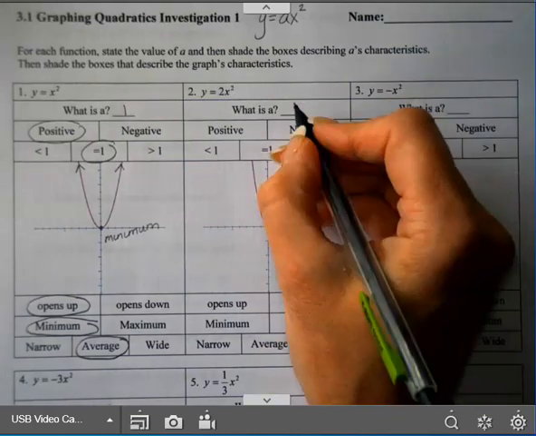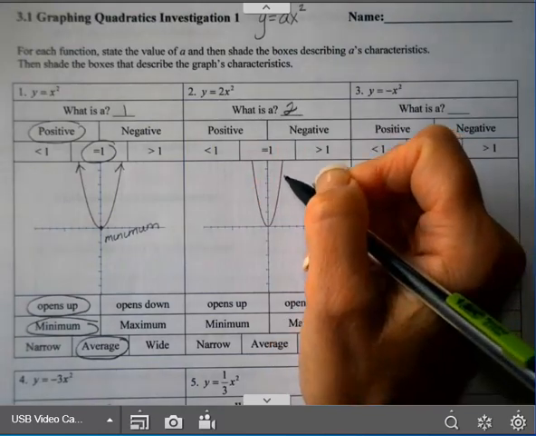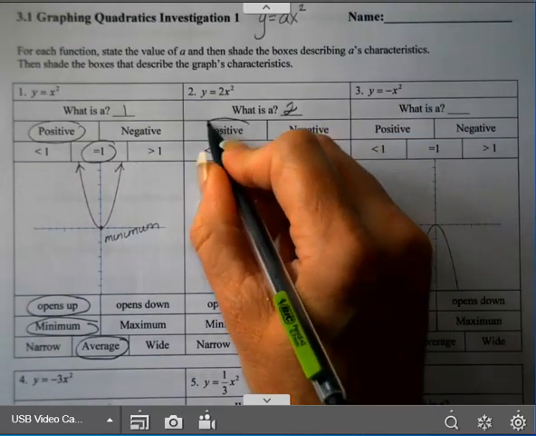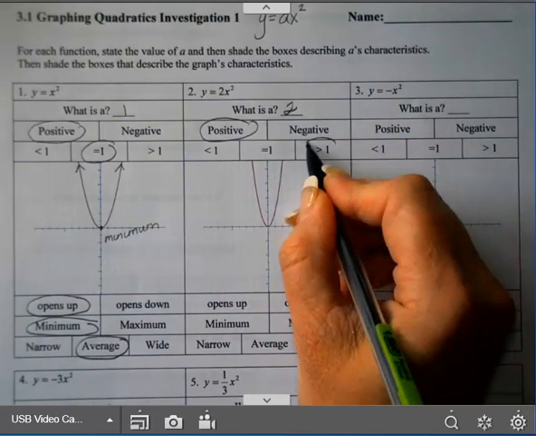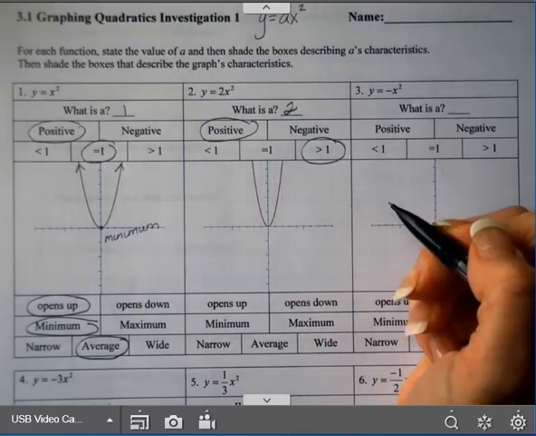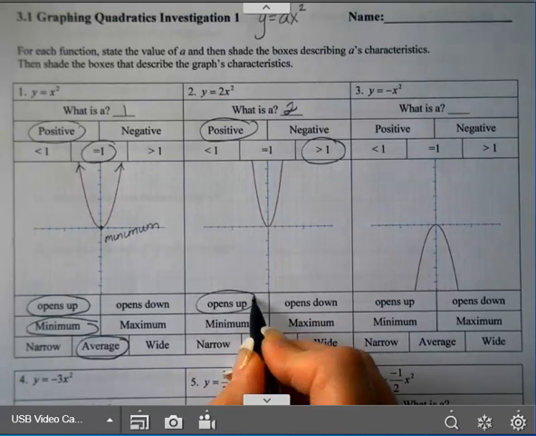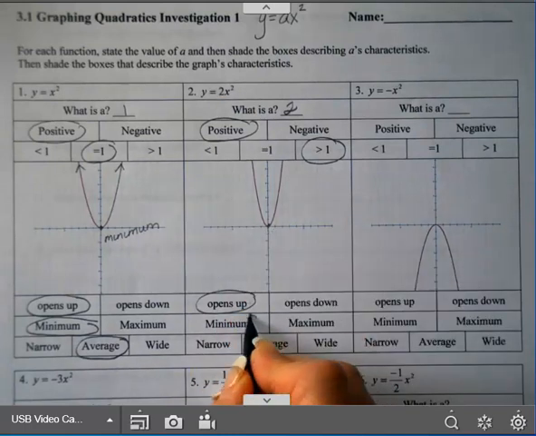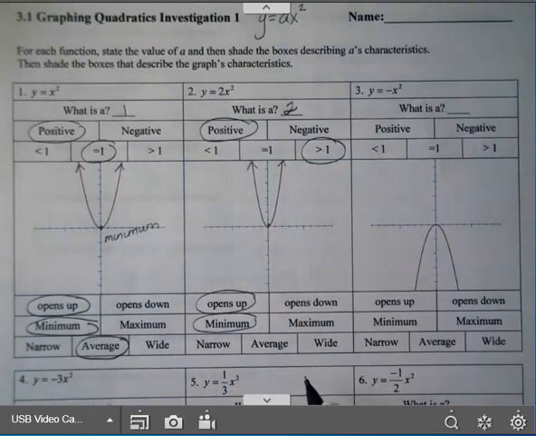For example 2, our a value is 2. A is positive. This time my a value is greater than 1. And this is going to open up. Again, it has a minimum. It has a lowest value. It goes up forever. And it got skinnier this time. So we're going to call this a narrow graph. It's hugging closer to the y-axis.